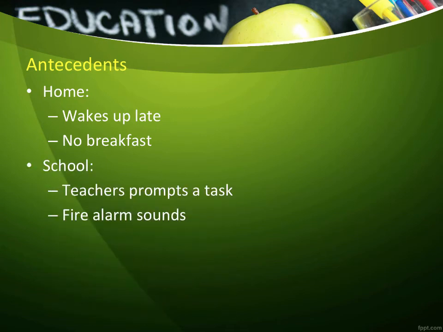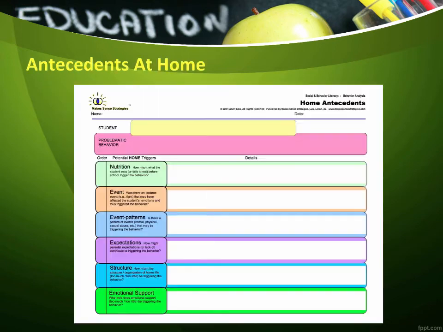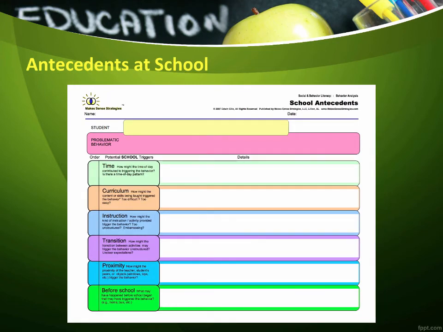In the school environment, Mr. Fisher asks Tim to complete his bell work, or the fire alarm sounds during the middle of a science experiment. Antecedents are important, given if we know what triggers a behavior, when it occurs, we can be ready for it and, moreover, look to make changes to the antecedent or teach a more appropriate response. The following documents can be used to record antecedents both within the home and the school environments. Please note that you have access to these forms in your resources.